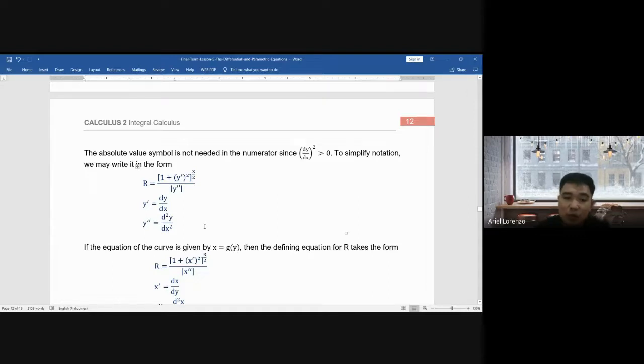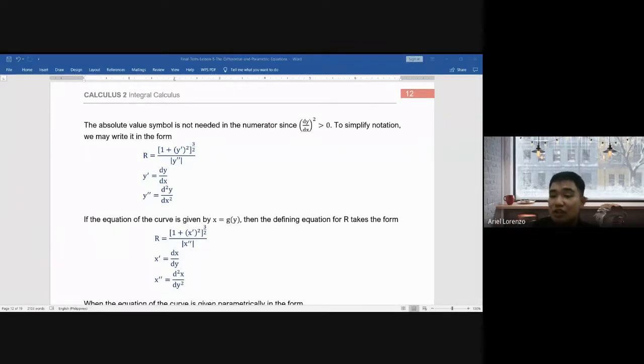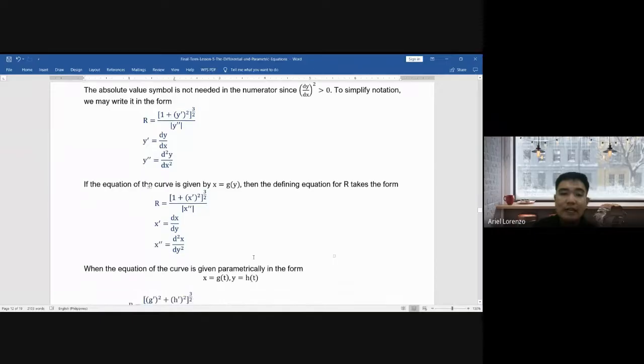Okay? So note the difference, y prime is equal to the first derivative, y double prime is equal to the second derivative. But we are going to apply the differentiation of the parametric functions, yung sinolve natin last time. So, if the equation of the curve is given by x is equal to g(y), so x prime naman ang kukunin, x double prime. Ibig sabihin class, defining equation for r takes from the form, ito naman ang form niya.